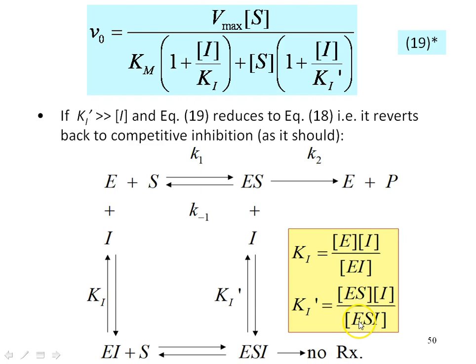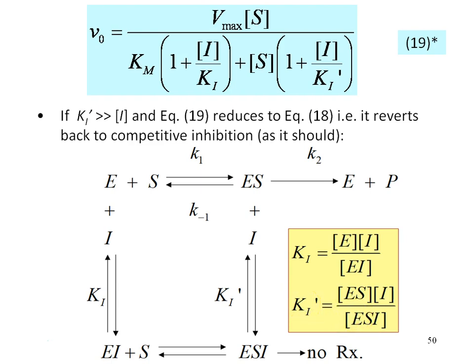It means at equilibrium, at the given temperature and conditions, the dissociation products, the enzyme substrate concentration and inhibitor concentrations, are far, far bigger than the enzyme substrate inhibitor concentration. In fact, at the limit, the enzyme substrate inhibitor concentration, the tri-complex here, does not form when Ki prime is enormous.